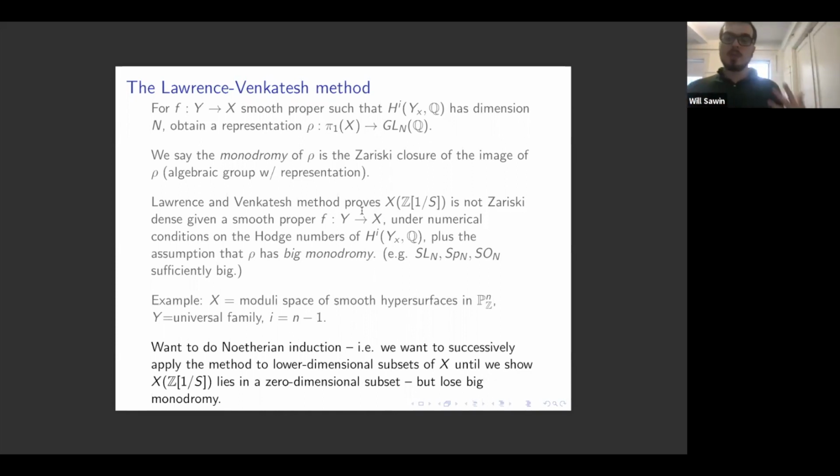We don't know if we restrict to an arbitrary proper closed subset of X, whether the monodromy group of this representation will still be the same or whether it will shrink. And if you could, in any case, prove that the monodromy is always going to be big as you restrict to subsets, you could probably prove a similar finiteness theorem. But that's not exactly what we're going to do for abelian varieties. We're going to do something slightly different.